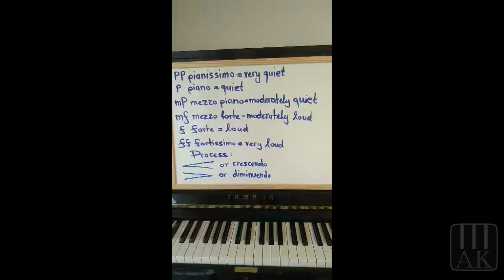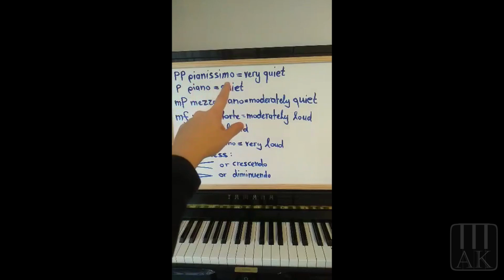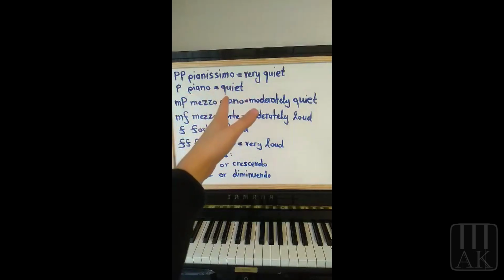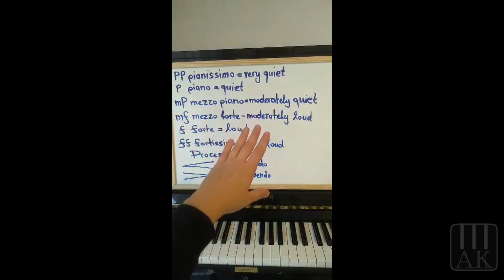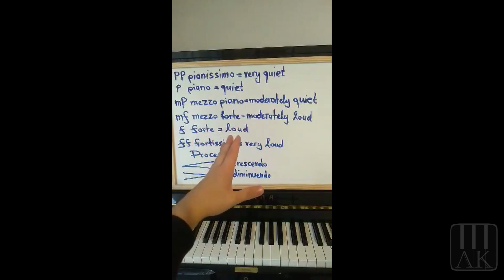What are the dynamics? It is the indication of the power or strength of our voice or of our playing an instrument. So let's start with the lowest, which is written like that with two letters, double P. Pianissimo, which means very quiet. Then you have piano, quiet, mezzo piano, moderately quiet, mezzo forte, moderately loud, forte, loud, and fortissimo, very loud.